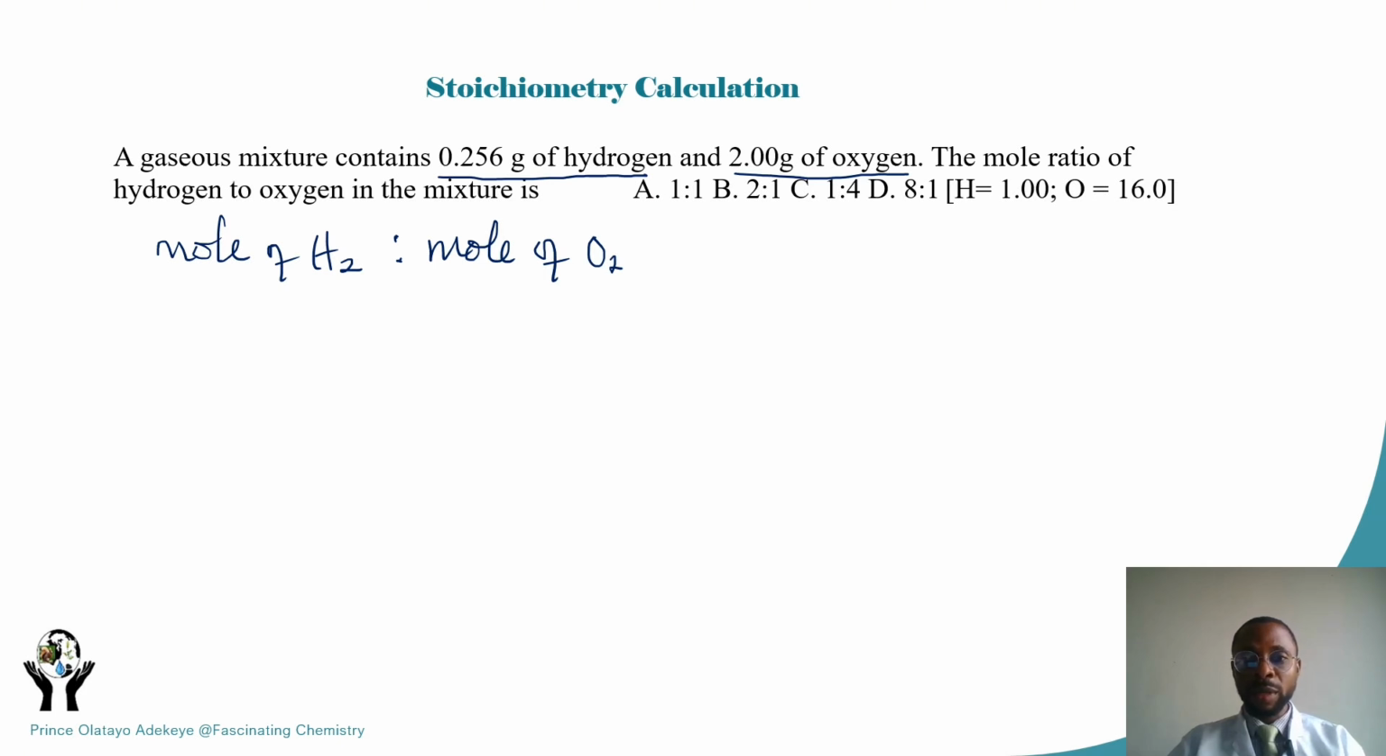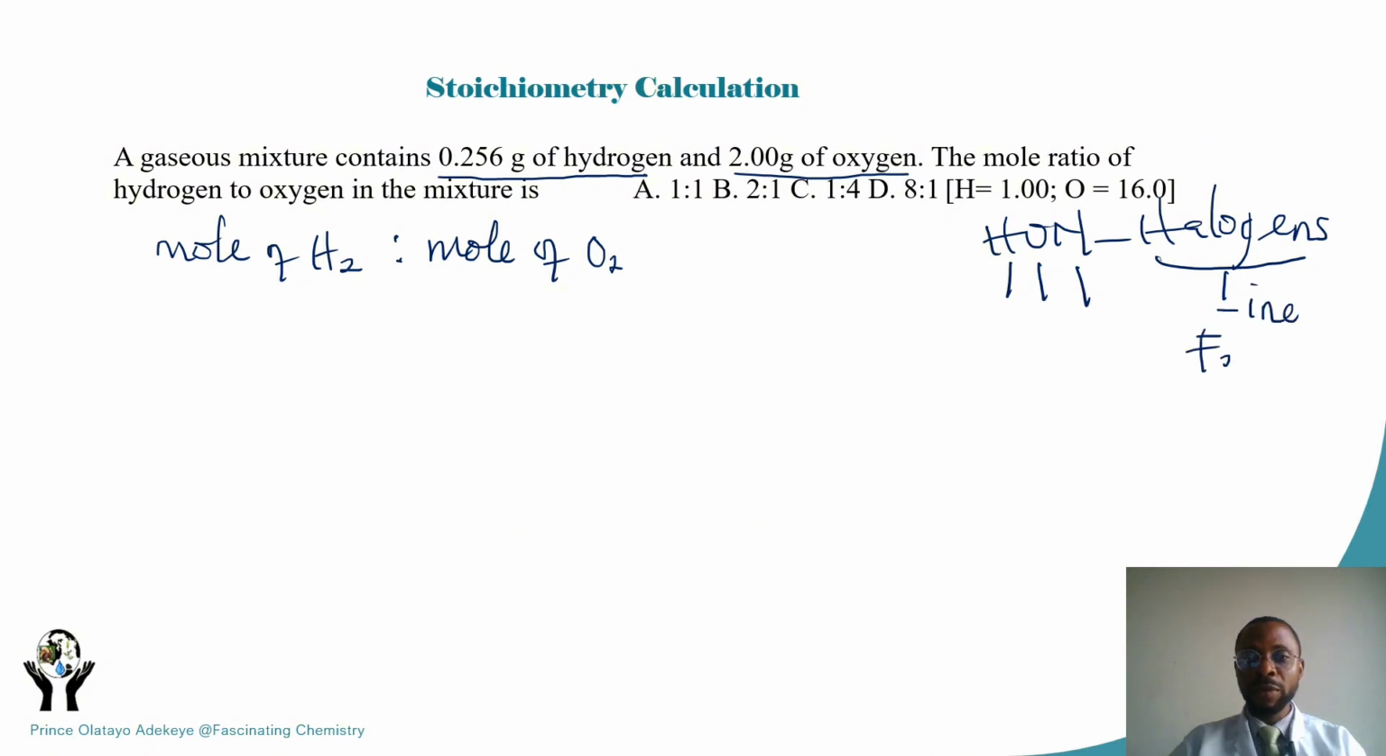Other diatomic gases that we have, always remember this acronym on halogens. These elements, hydrogen, oxygen, nitrogen, as well as all the halogens, are diatomic. What are the halogens? Those elements that end with -ine, like fluorine, F2, chlorine, bromine, iodine. These elements are diatomic. So coming back to the question, we're looking for the mole ratio of hydrogen to oxygen.